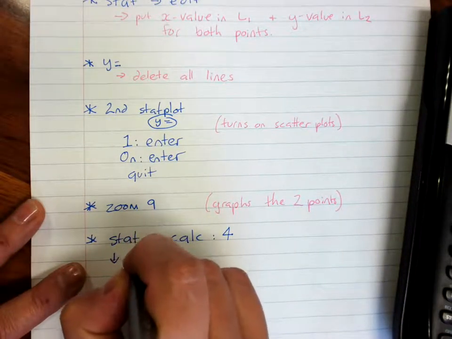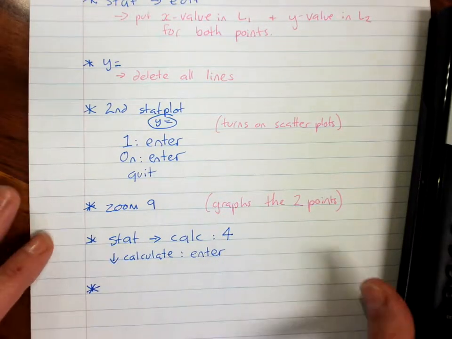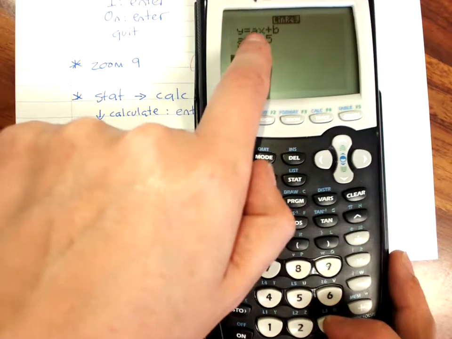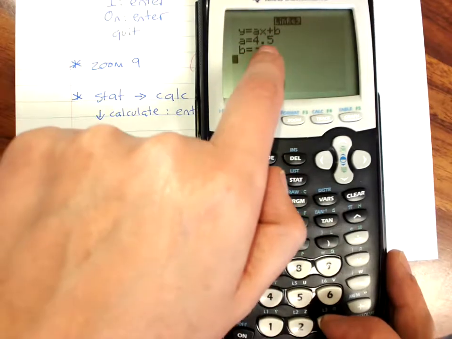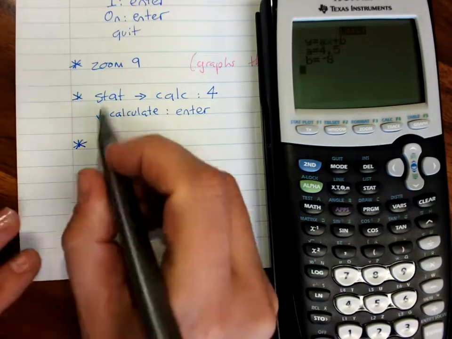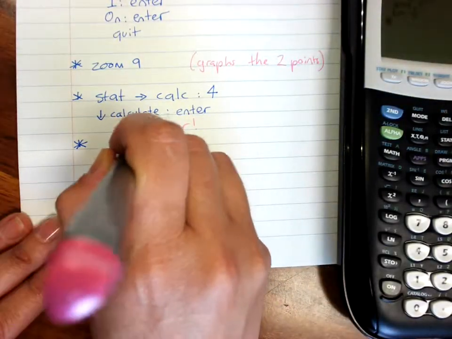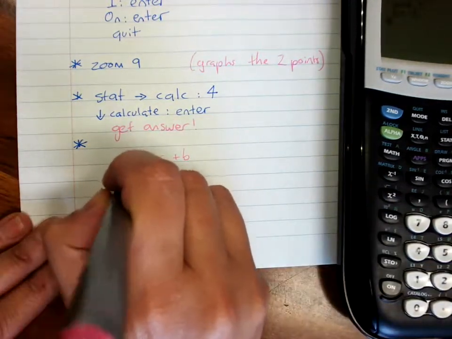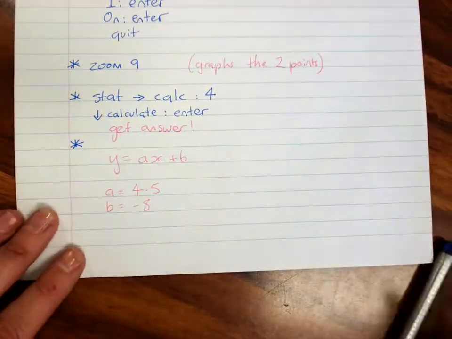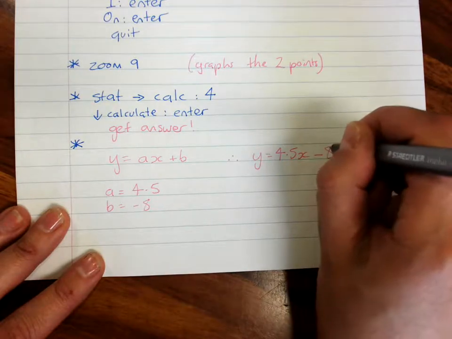So you move down to calculate and press enter, and what that gives you is it says if we're using y equals ax plus b, where a is our gradient and b is our y-intercept, a is 4.5 and b is -8. You'd write y equals ax plus b. You pretty much write down the display. A equals 4.5, b equals -8, so I've just copied down my display. Therefore, y equals 4.5x minus 8. That's it.